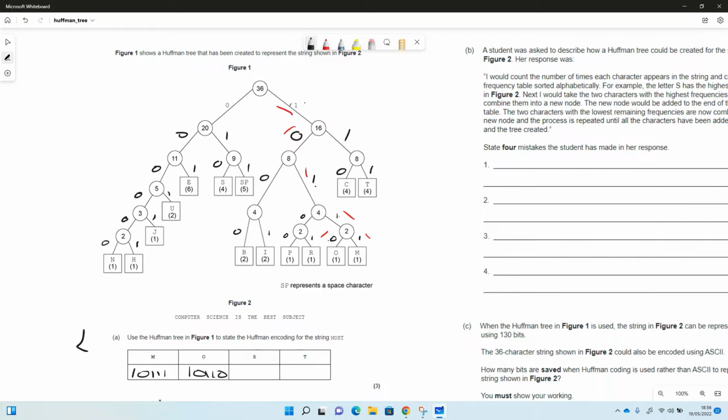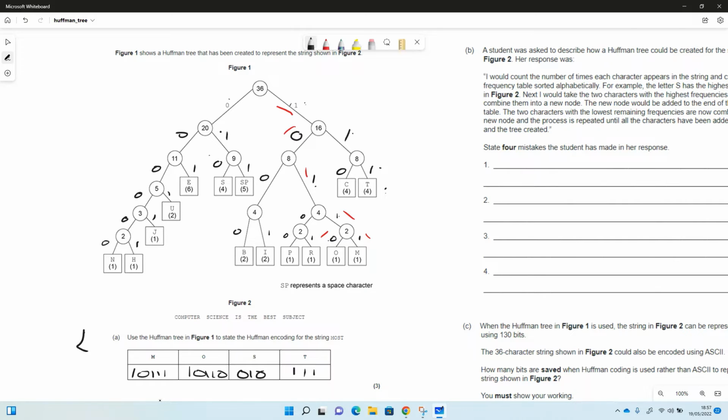So then S. So S is up here. So that is 0, 1, 0. And then finally we've got T. And T is over here on this side. We've got 1, 1, 1 for T. So we did that and we got all 3 points for that.